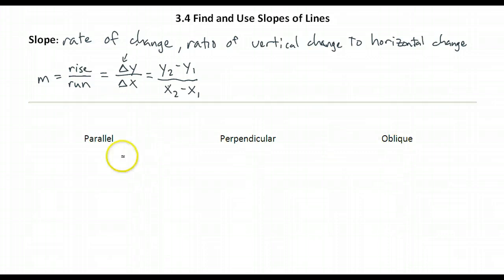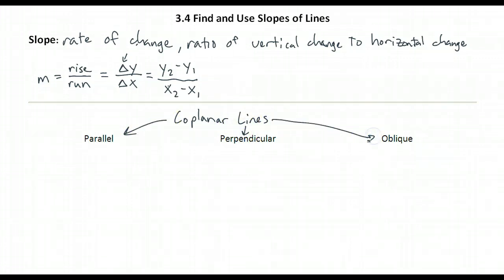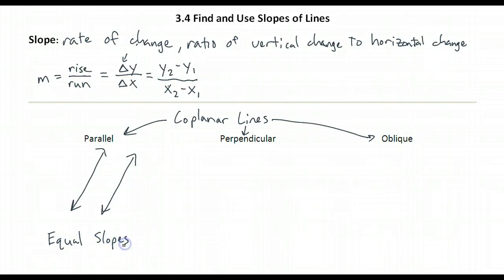Let's talk about some different lines. All of these lines are coplanar lines. They're in the same plane. So two coplanar lines are parallel if those two lines don't intersect. To prove that two lines are parallel, we need to show that they have equal slopes.